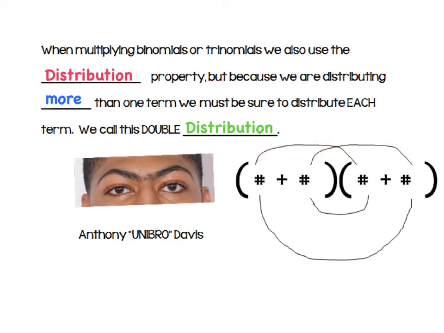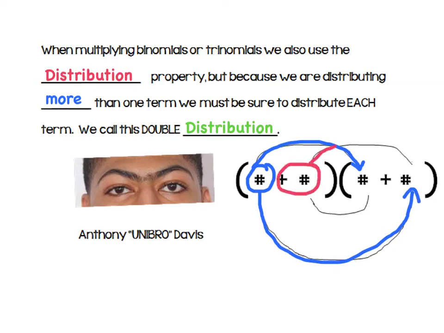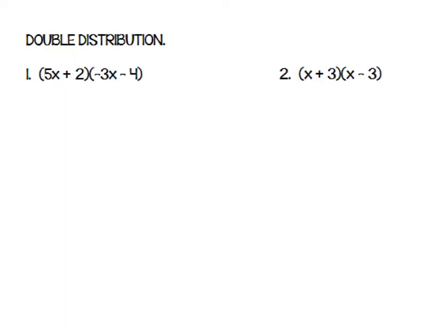But what we mean by double distribution is that we take the first term and we multiply it times the other first term. Then we take that first term and we multiply it by the last term. Then we go to the next term and we multiply it like so. And then finally here. So that's how the pattern works. Notice it's double distribution. All right, so let's go ahead and distribute.